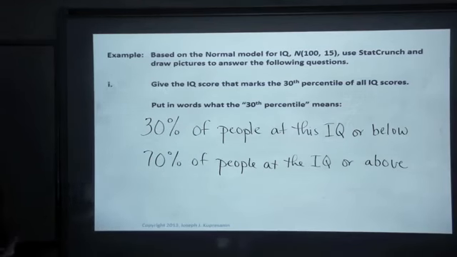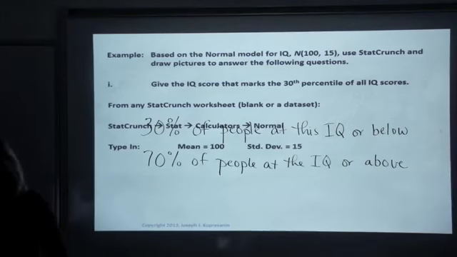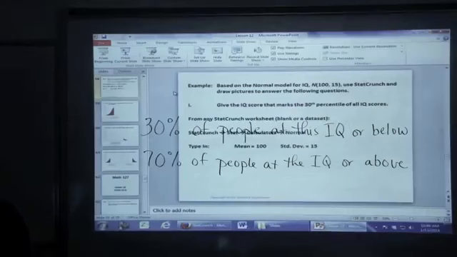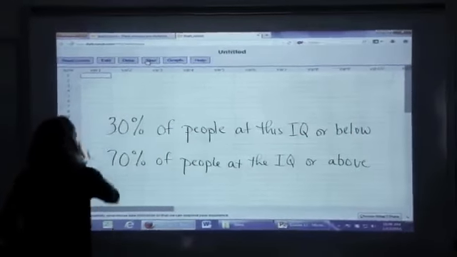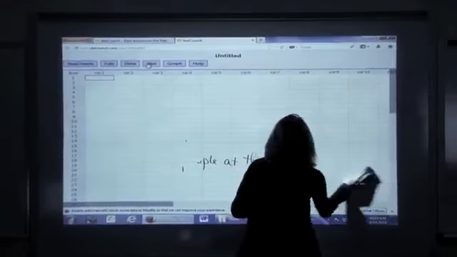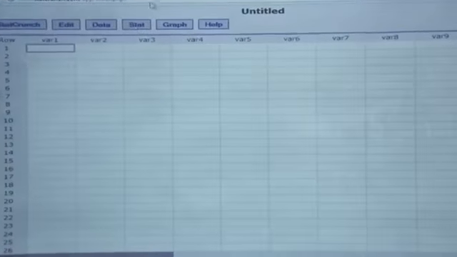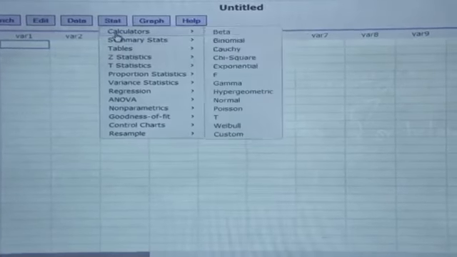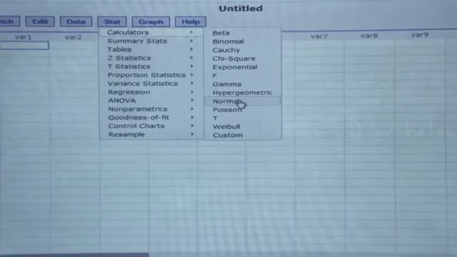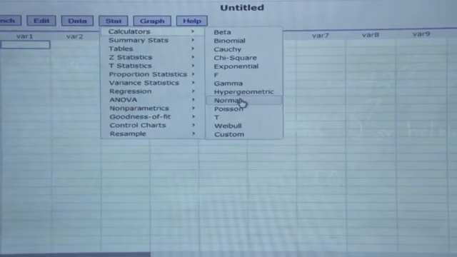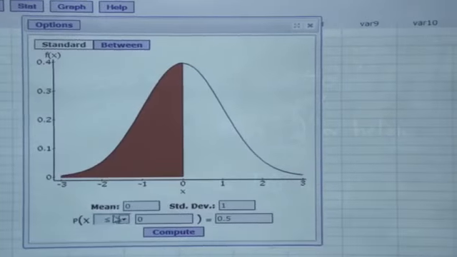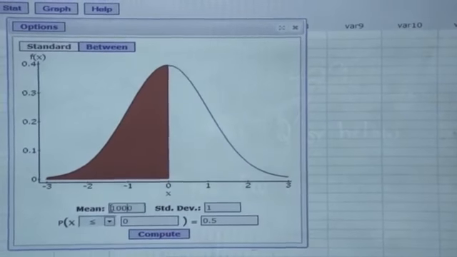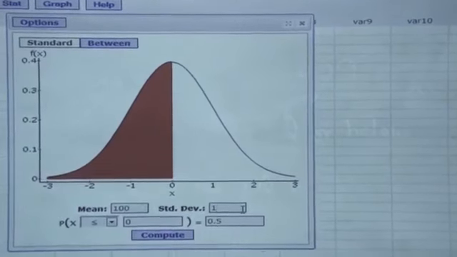Okay, now we're ready for StatCrunch. To answer this question, we're going to fire up StatCrunch here. Recall when you open up StatCrunch, where you find that normal model is you go under Stat Calculators, Normal. So it says it right there in your notes, StatCrunch, go to Stat Calculators, Normal. Here it is. This is an IQ problem. IQs have a mean of 100, and a standard deviation of 15.